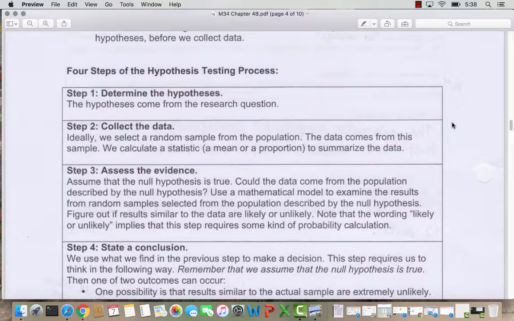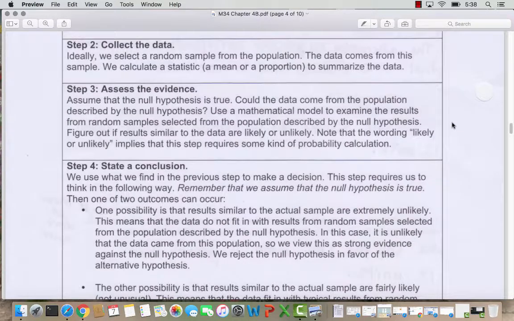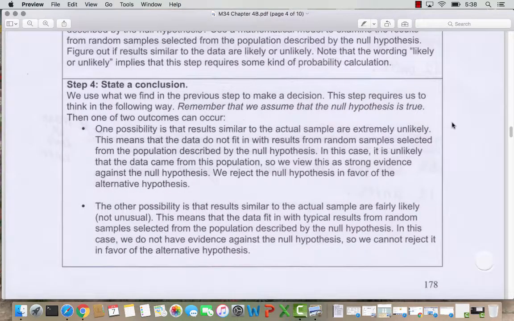Step 3 is we assess the evidence. So we always start by assuming the null hypothesis is true. We look at how extreme the values are and think, could the data have come from the population we're describing by the null hypothesis? And then step 4 is that we state a conclusion. So there's 2 possible outcomes. So one possibility is that results similar to the actual sample are extremely unlikely. So that would tell us the data does not fit in with the results from random samples. The other possibility is that the results that we get from our data are fairly likely or not unusual. So we're going to see both of these ways of analyzing the outcomes.